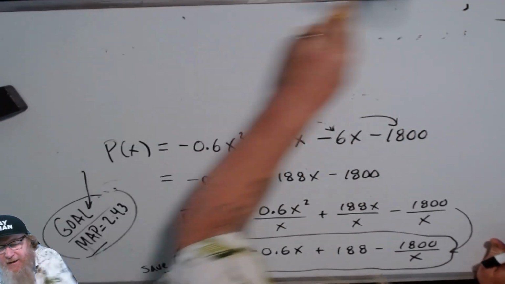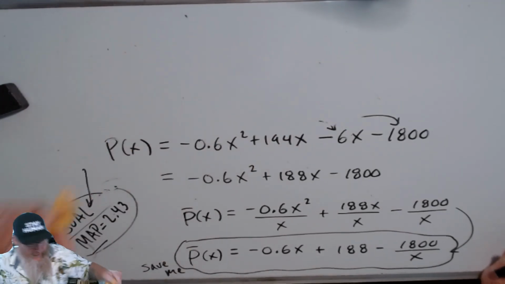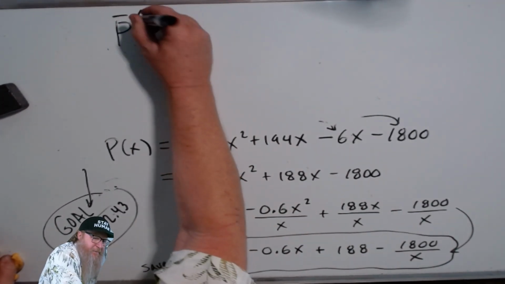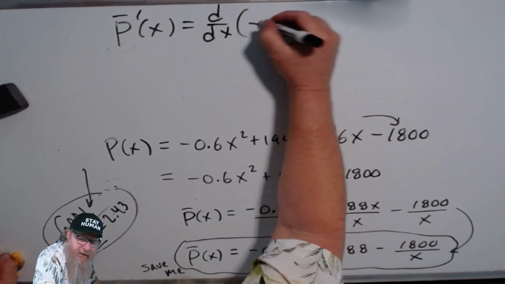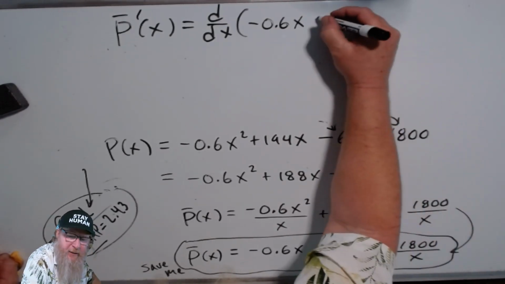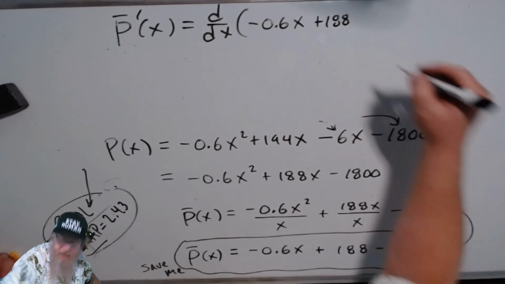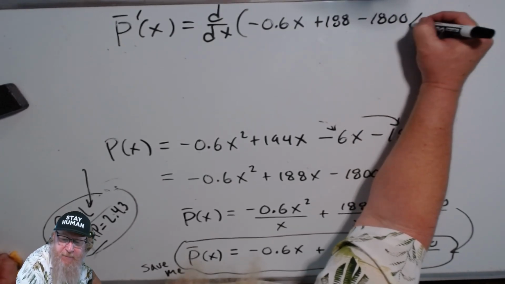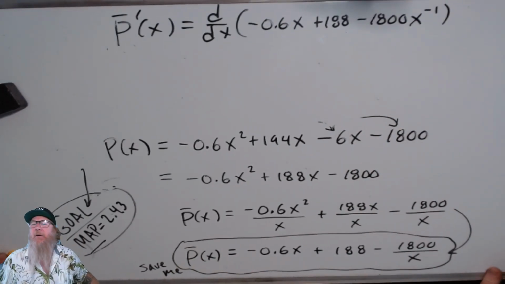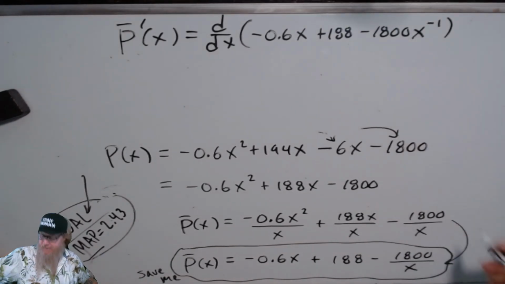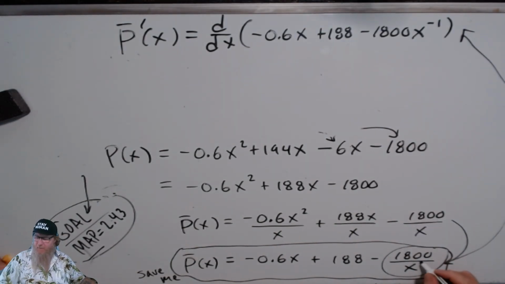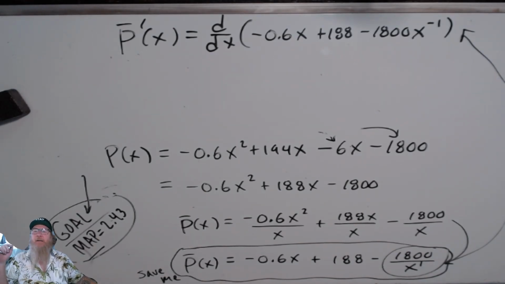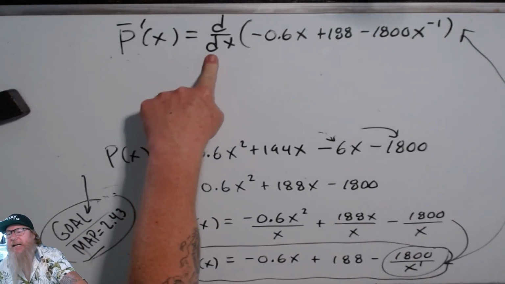So now that we have the average profit, let's do the derivative. So that's going to be the derivative of negative 0.6x plus 188 minus 1800. And I'm writing this as x to the negative 1 power. That's this denominator here. There's an invisible 1, and I'm putting it up and writing it as negative 1 so that I can take the derivative. All right, and again, this is just reminding me that I have not yet taken the derivative. I'm about to.